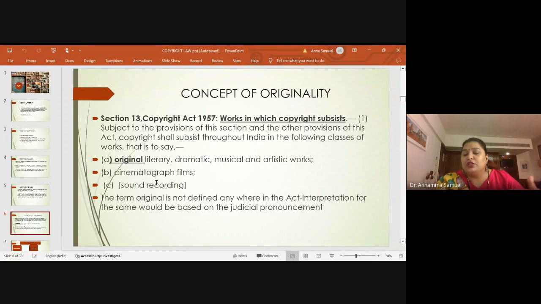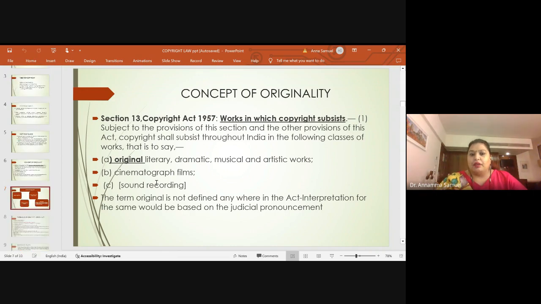But when you see the judicial precedents, you will find the court has decided in favor of many of the infringement of cinematographic films, which need to be original. So substantial copying is being done by the defendant. In such cases, the originality is taken into consideration.